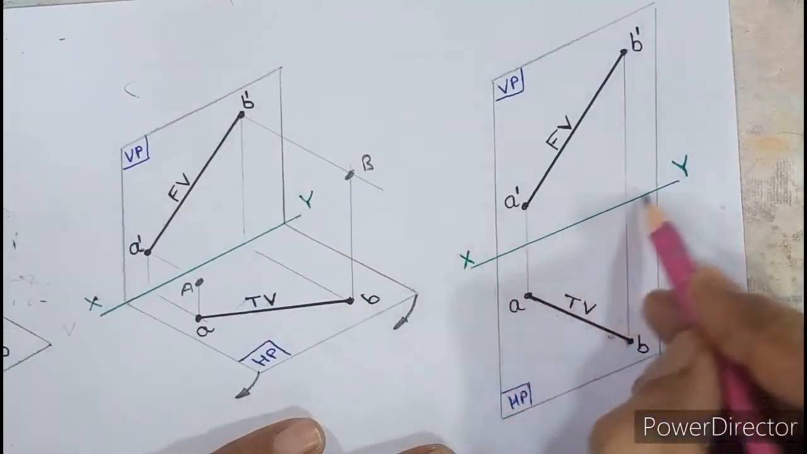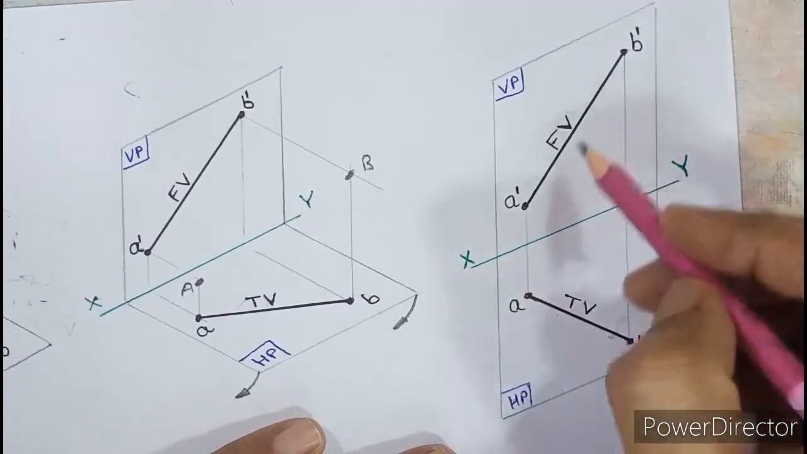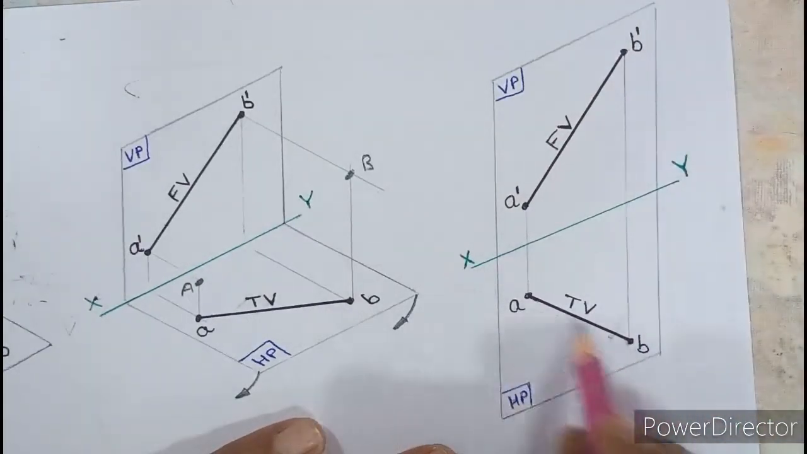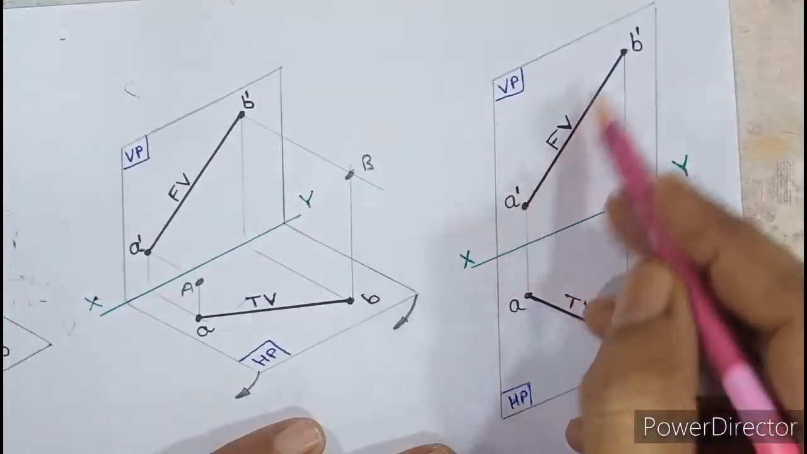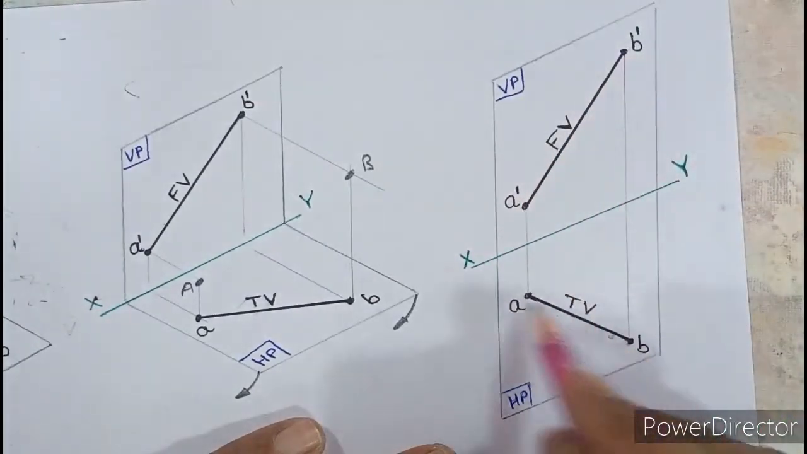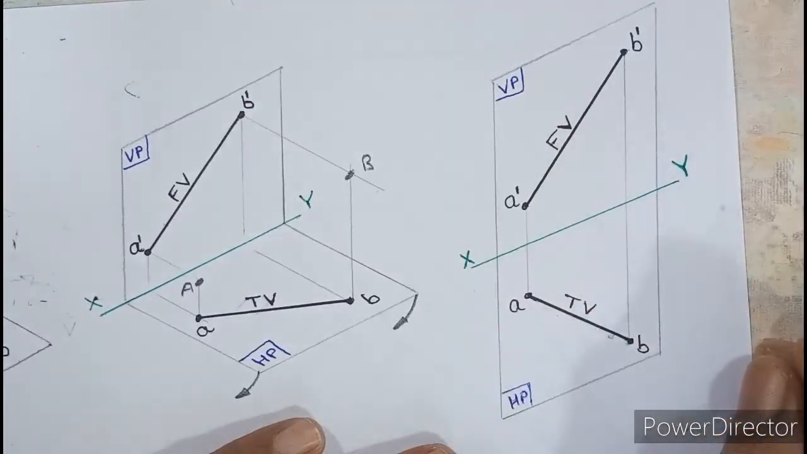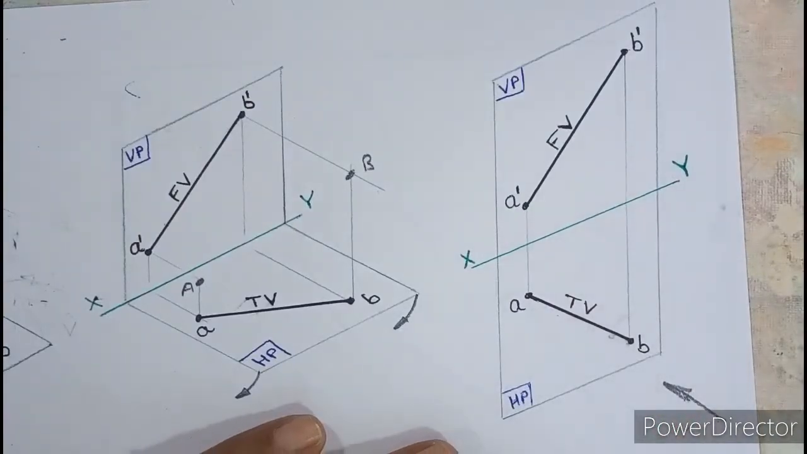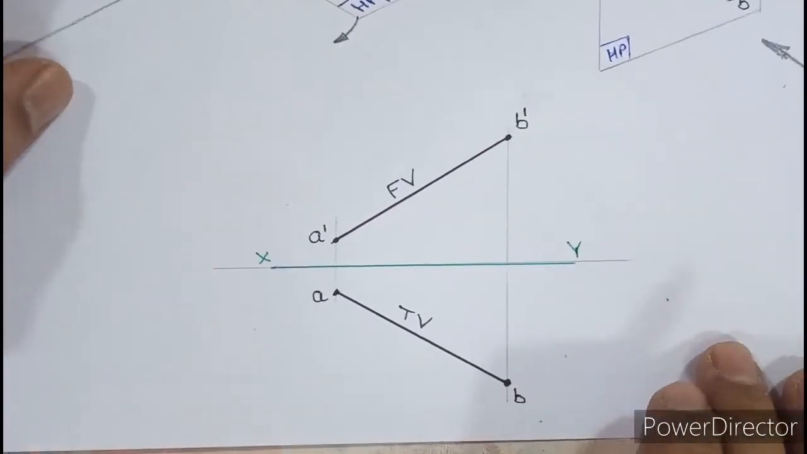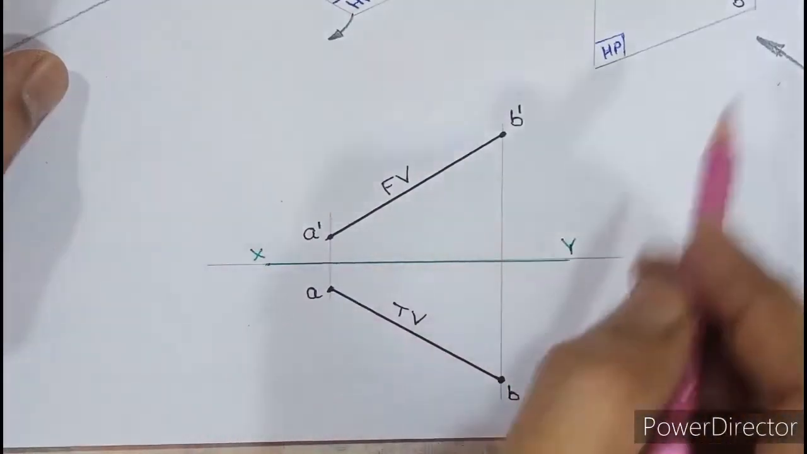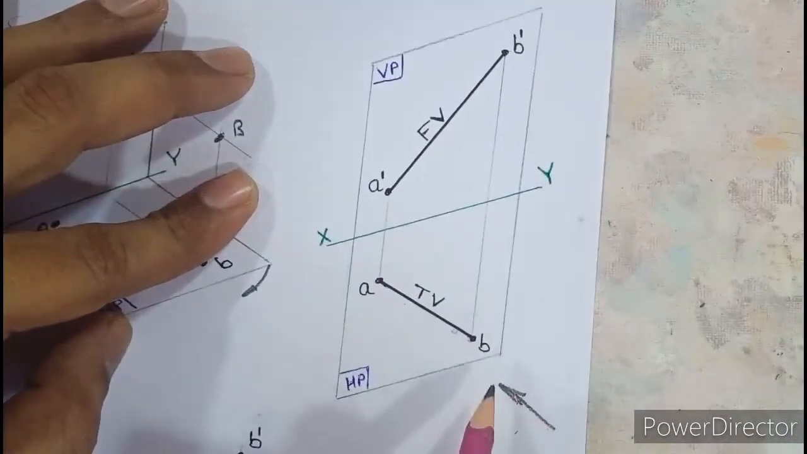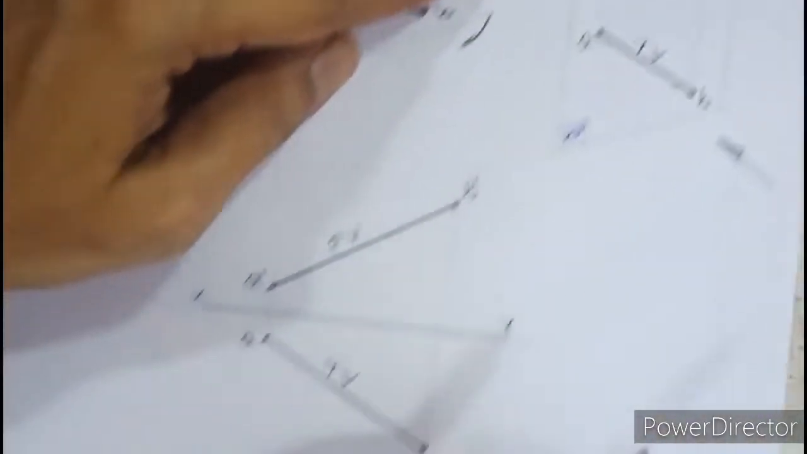And this line is the XY line. So in the first quadrant you have to remember that front view is always drawn above XY on the vertical plane and top view is always drawn below XY on the horizontal plane. A dash B dash above XY, AB below XY in case of first quadrant. So look at this diagram from here. You can see this diagram now. So this is the view. If you look at this diagram from the front side, front view is above XY, top view is below. So that is what I have drawn.